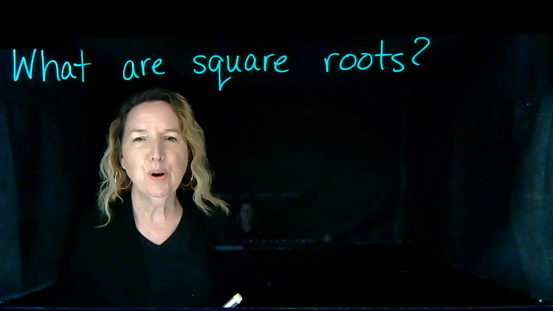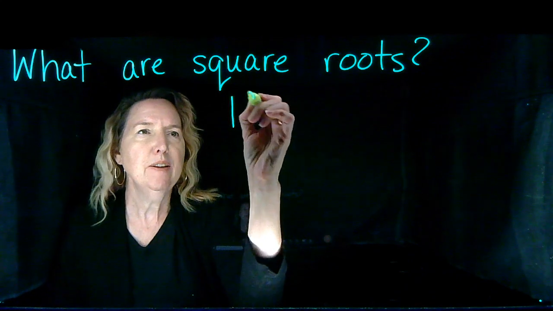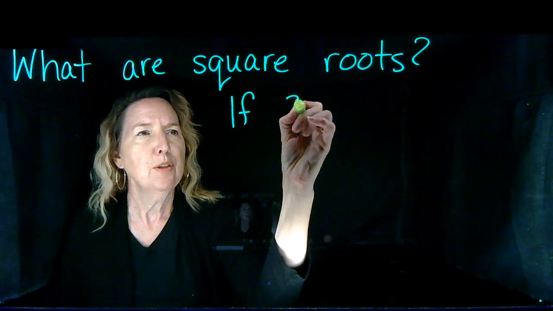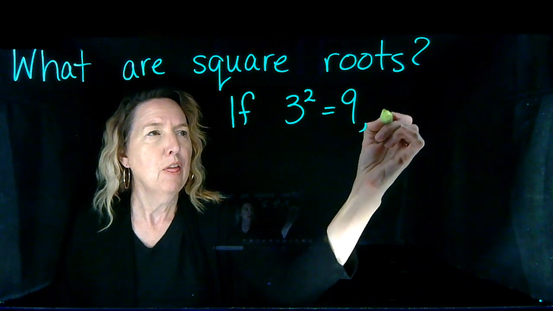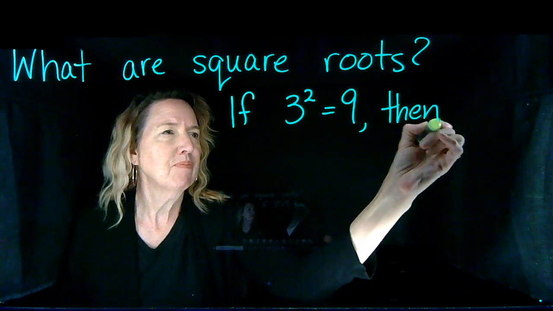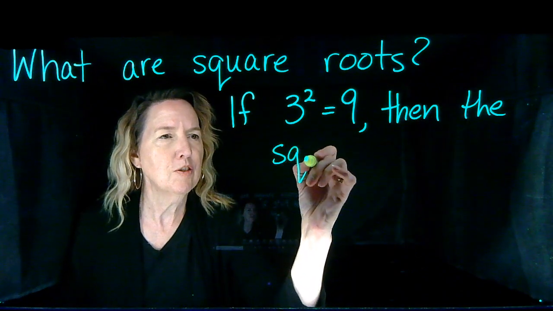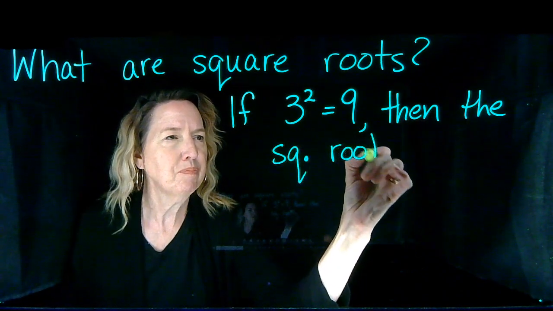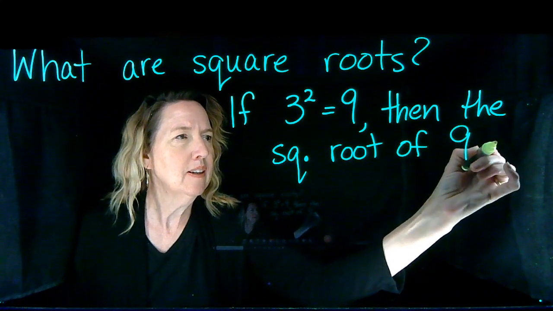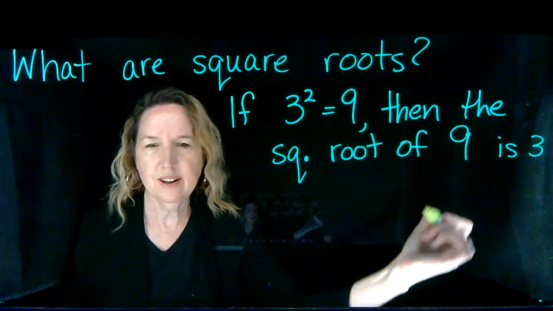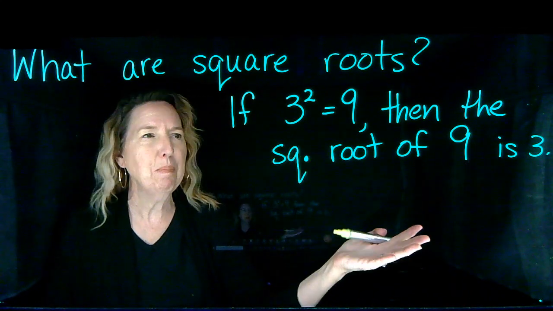What are square roots? Let's think of it this way. If 3 squared is 9, then the square root, I'll just abbreviate that here, the square root of 9 is 3. So that's an example of a square root.